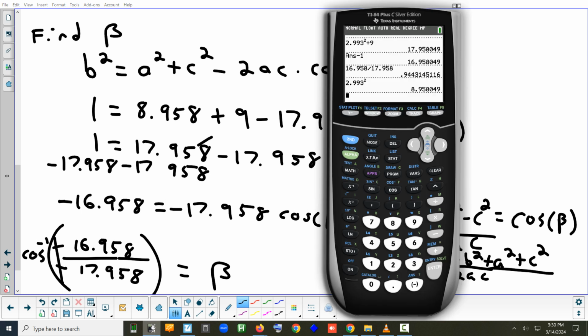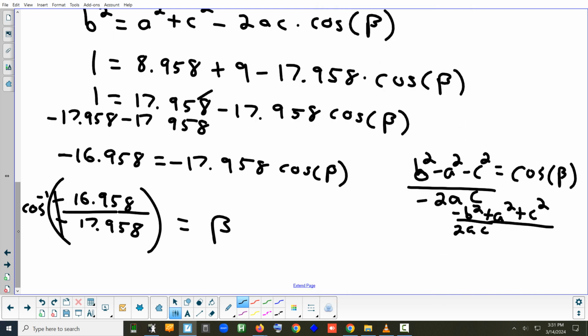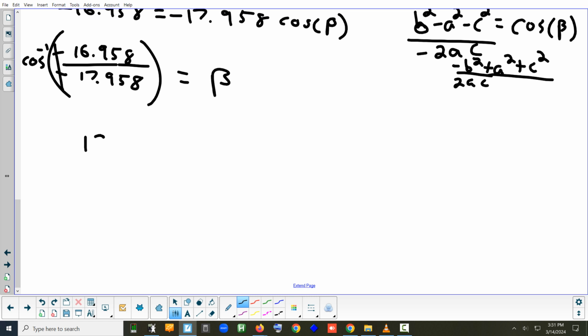And now, let's see what we get. So the inverse cosine of 16.958 divided by 17.958. And that's the answer. There it is. That was a mess. Sorry about that. 19.211. Okay, so that's beta. So 19.211 degrees.